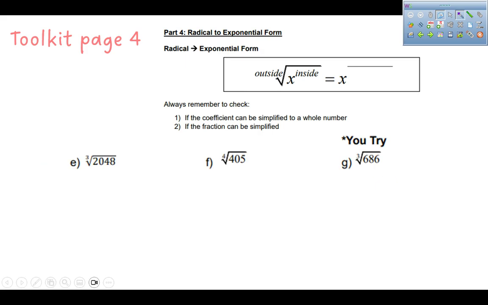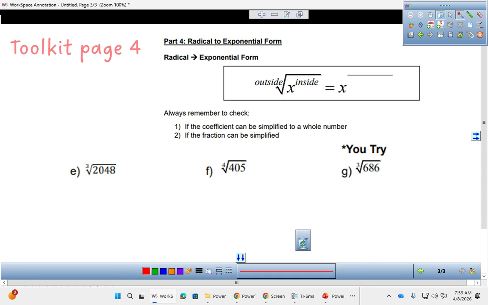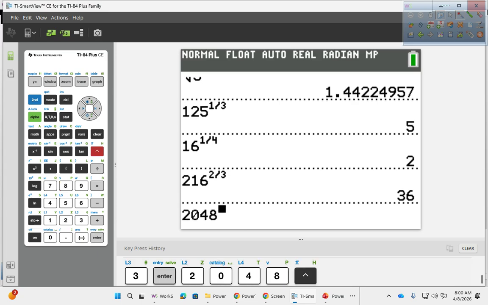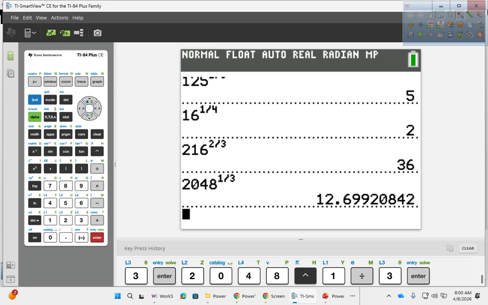So when you look at these examples, it's the same idea. I'm still going to do inside divided by outside. All right, so if the inside doesn't have an exponent, give it a 1. So the bottom number, the base, is 2048. The inside exponent is 1 divided by the outside number is 3. When I go to type this in my calculator, I get a decimal.